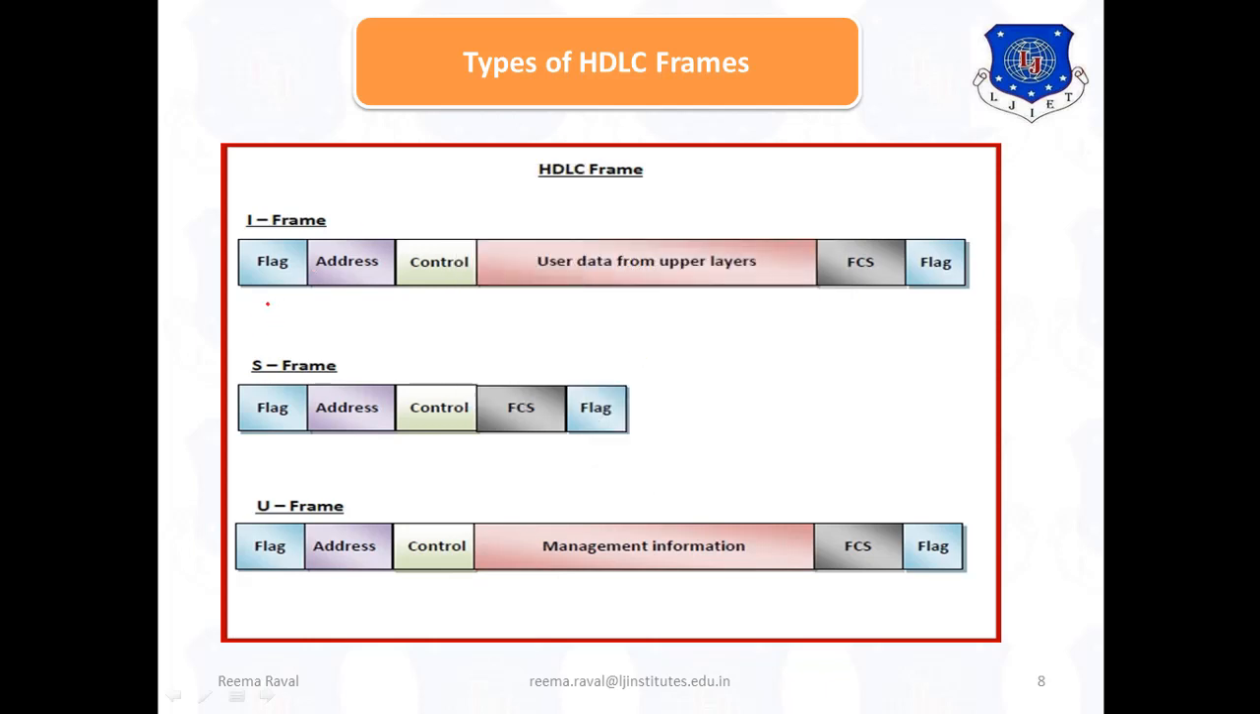That means if it is an I-frame, the first bit of the control field is 0. Then if it is an S-frame, the first 2 bits of the control field will be 1, 0, and for the U-frame, the first 2 bits of the control field are 1, 1. So using this, you can identify the type of HDLC frame.